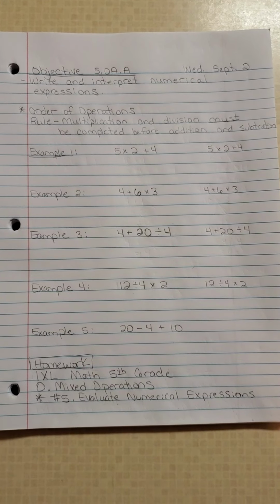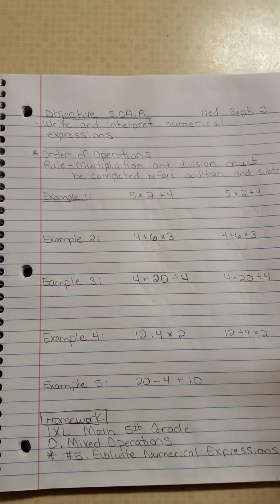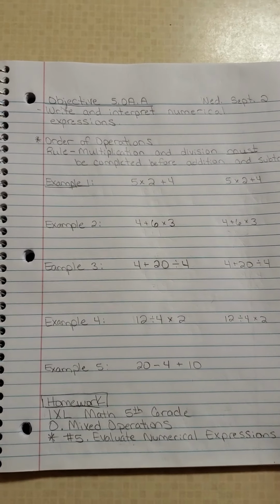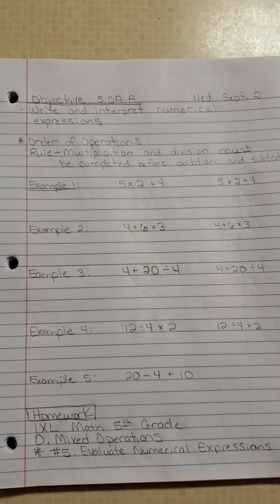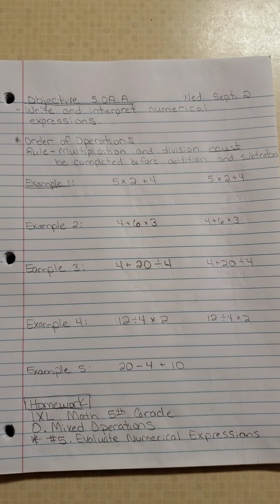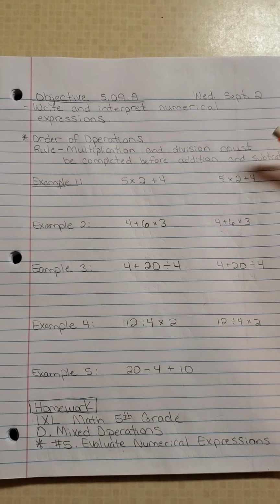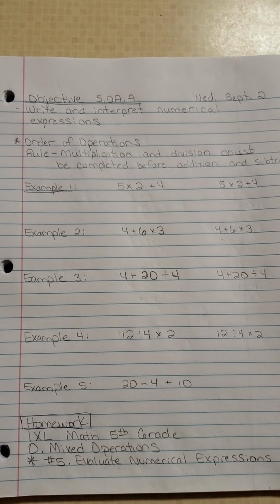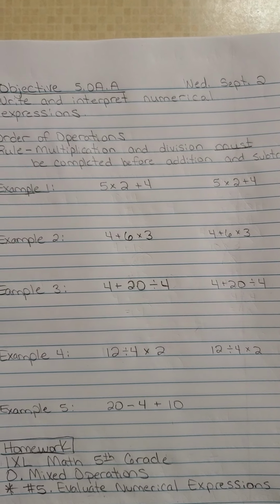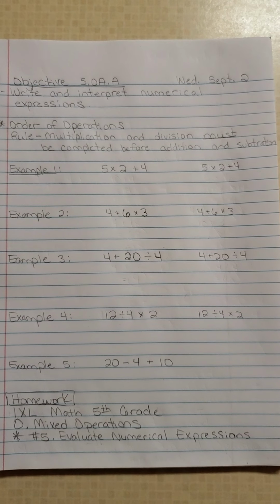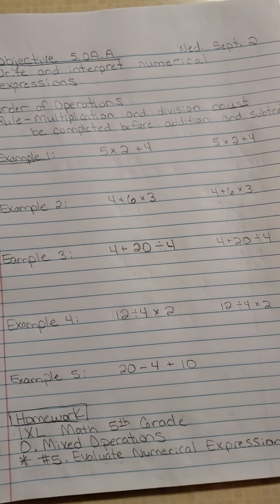All right. So what we have here is the date, Wednesday, September 2nd, our objective, which is to write and interpret numerical expressions, and we're going to talk about the order of operations. And this rule right here is very important for our assignment today. The rule is multiplication and division must be completed before addition and subtraction. So let's go over a couple examples.